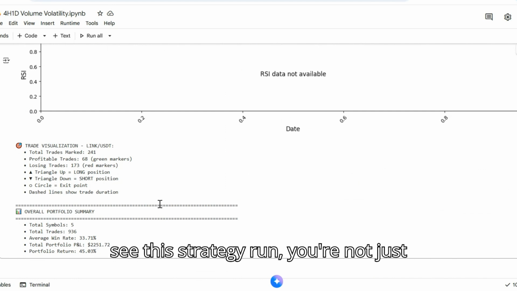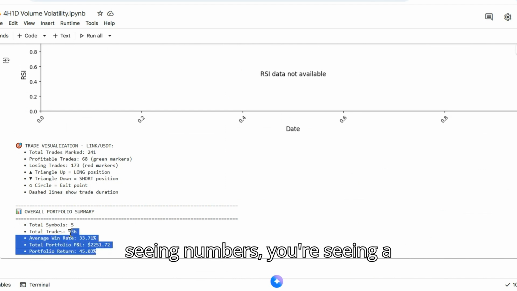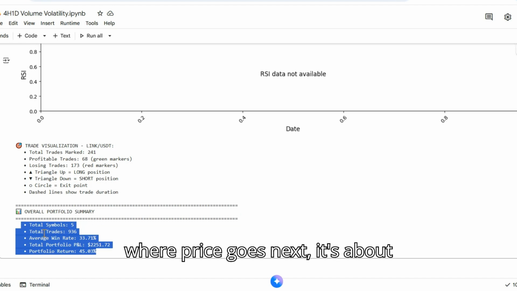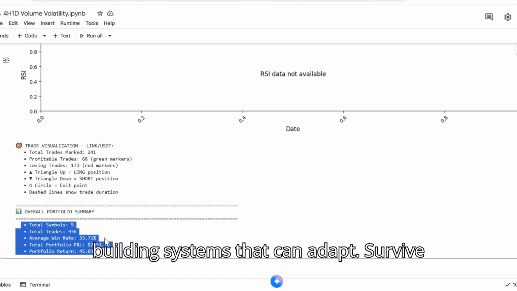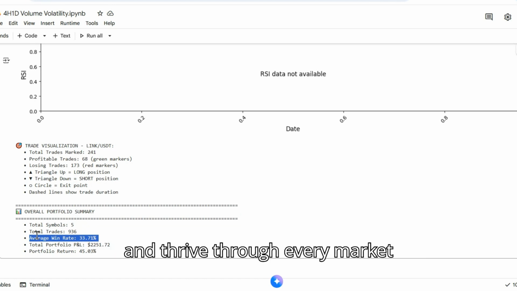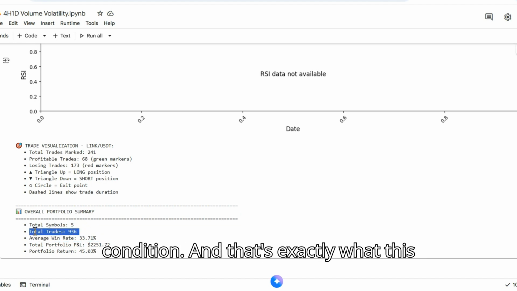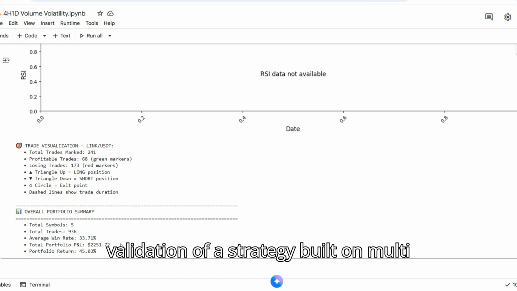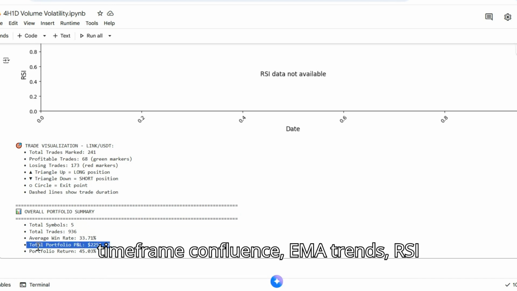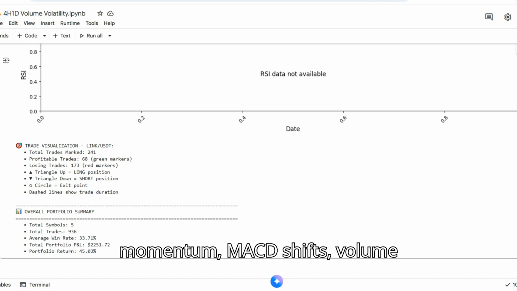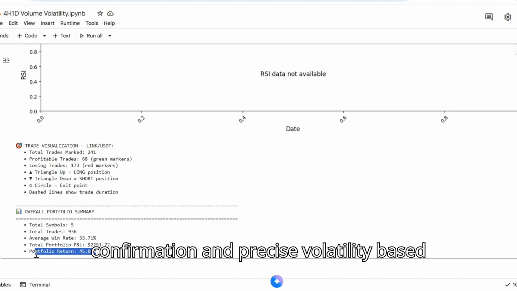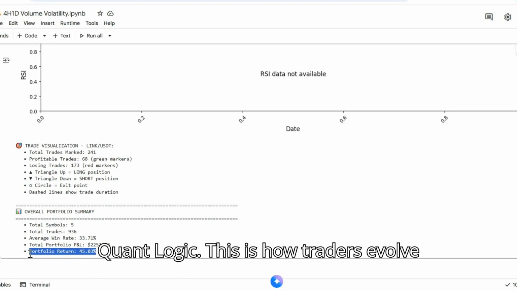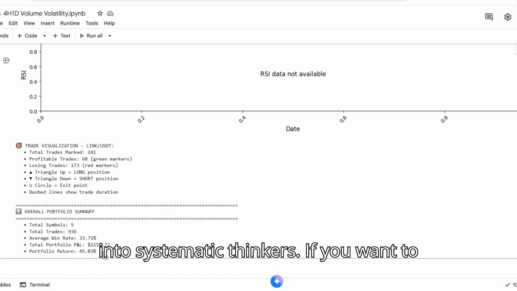So when you see this strategy run, you're not just seeing numbers, you're seeing a quantified reflection of discipline. Because trading isn't about guessing where price goes next. It's about building systems that can adapt, survive, and thrive through every market condition. And that's exactly what this backtest shows. A full, data-driven validation of a strategy built on multi-timeframe confluence. EMA trends, RSI momentum, MACD shifts, volume confirmation, and precise volatility-based exits. This is how intuition evolves into quant logic. This is how traders evolve into systematic thinkers.